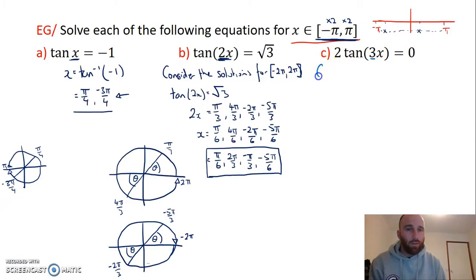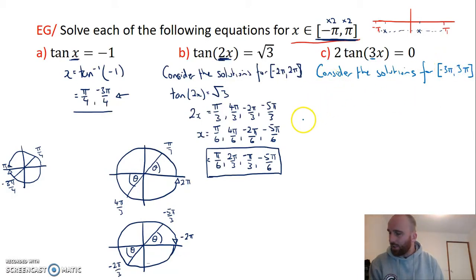Okay, so we need to consider the solutions for minus 3 pi to 3 pi. Okay, so they're the values that we're going to generate. So what we've got is it's equal to 0.